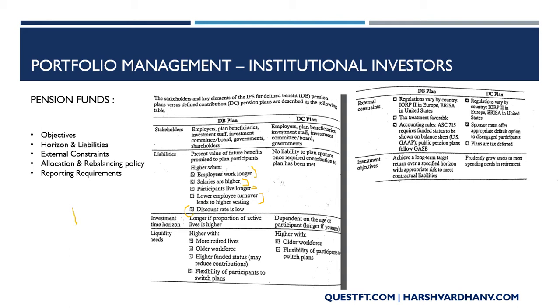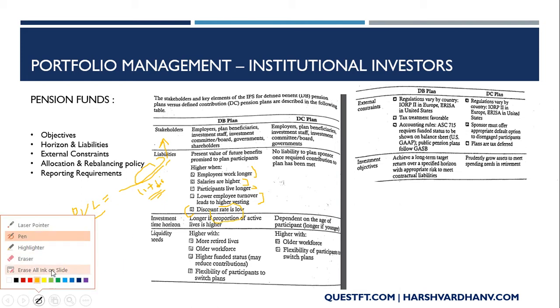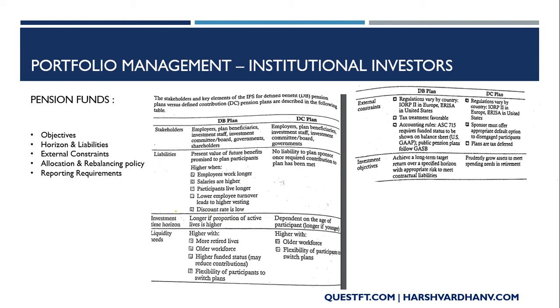We know that present value of liabilities is basically the sum of all your liabilities in future discounted at a discount rate, right? If the discount rate goes low, the denominator goes low. Once the denominator goes low, the numerator increases. Numerator is your present value of liability. So if the discount rate is low, like nowadays the interest rates are very low, your liabilities' present value will increase because you are discounting it at a very lower rate. So this is one of the liabilities.